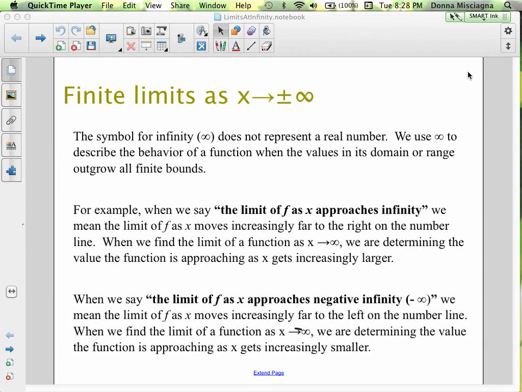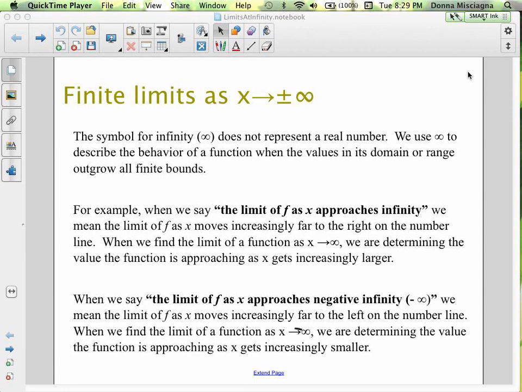The symbol for infinity does not represent a real number. We use infinity to describe the behavior of a function when the values in its domain or range outgrow all finite bounds. For example, when we say the limit of f as x approaches infinity, we mean the limit of f as x moves increasingly far to the right on the number line.